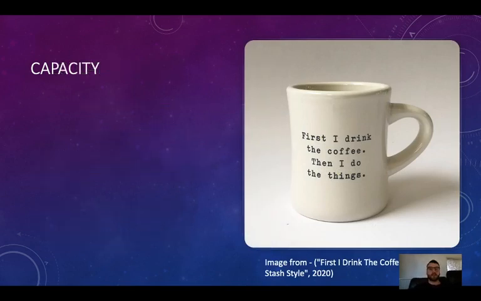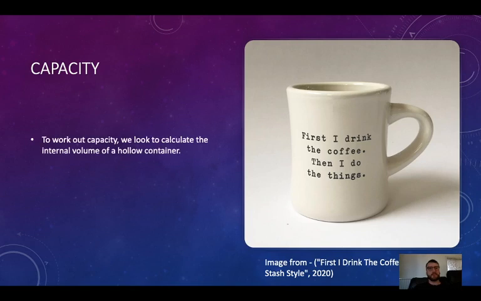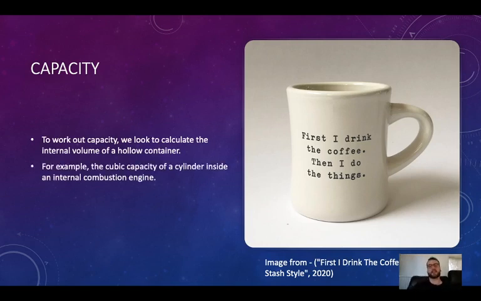So looking at capacity, to work out the capacity, we look to calculate the internal volume of a hollow container. For example, the cubic capacity, that's easy for me to say, of a cylinder inside of an internal combustion engine. That would be probably one of the main things that I could think of engineering wise, working out the CC of your car or your moped when you've just bored it out.